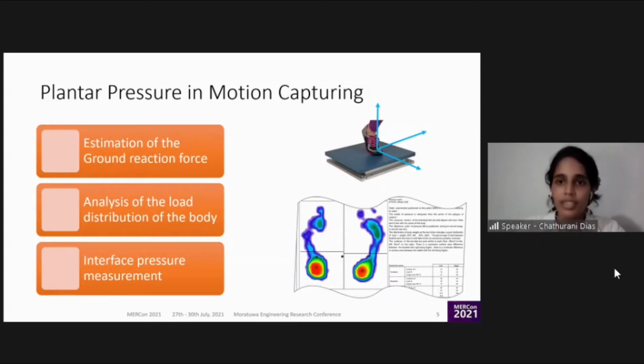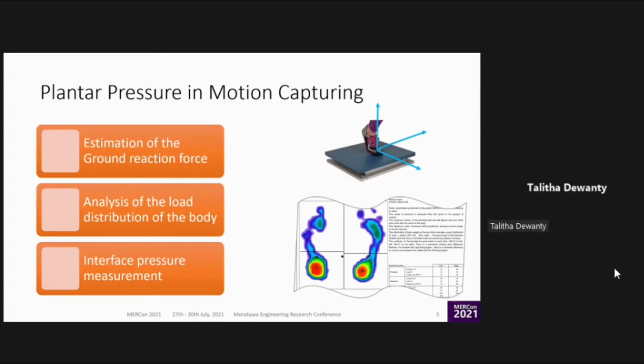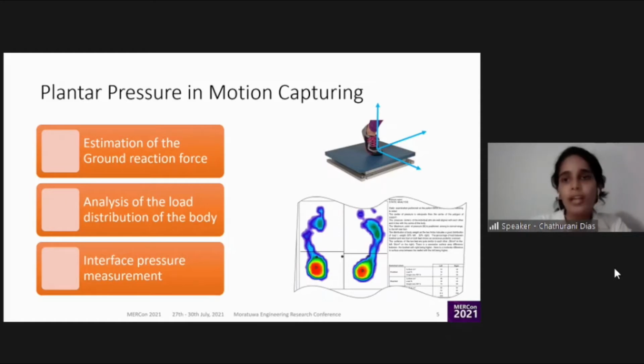Then the other parameter that we cannot measure with any other method, that is the interface pressure measurement of the foot, of the sole of the foot. So this measurement becomes important in disease conditions where the foot tissues are compromised. For instance, in diabetic patients who have reduced wound healing abilities and reduced quality in their plantar skin. So these are some of the areas why plantar pressure measurement is important when it comes to motion capturing.